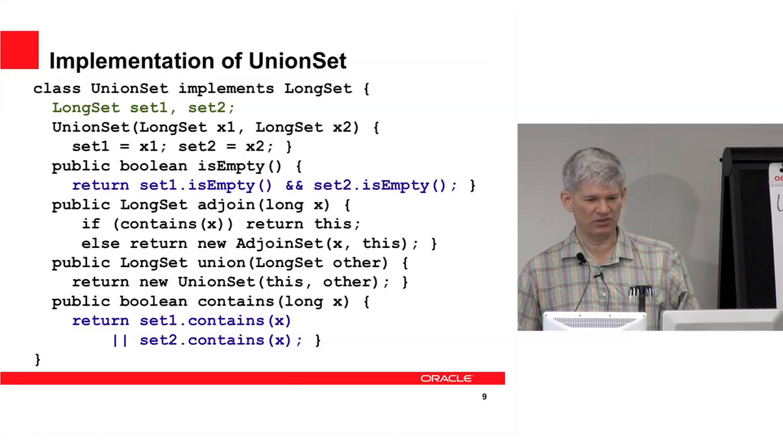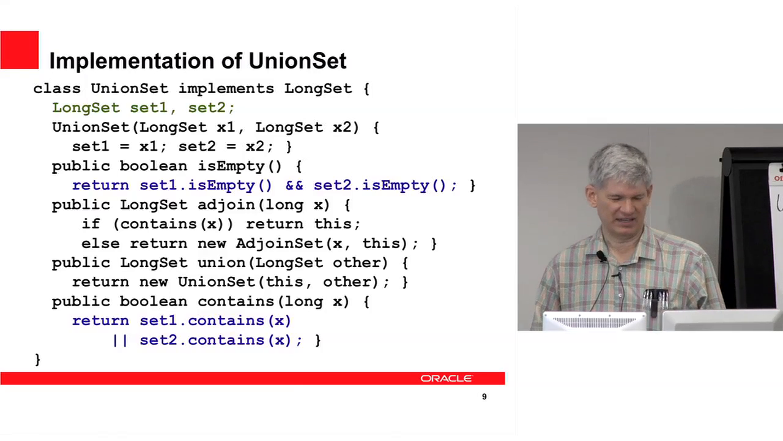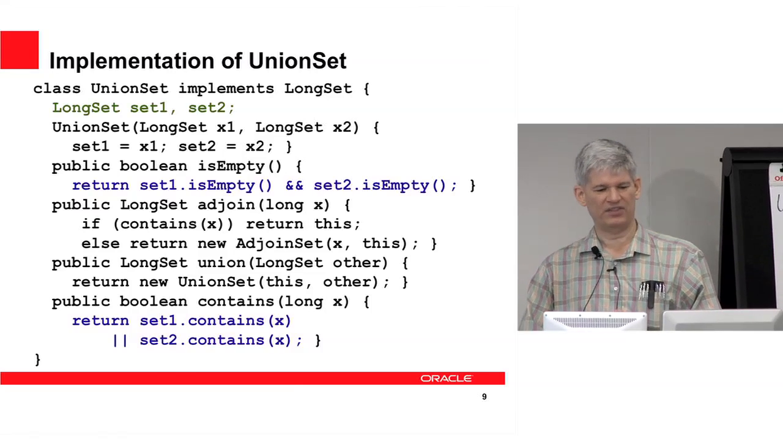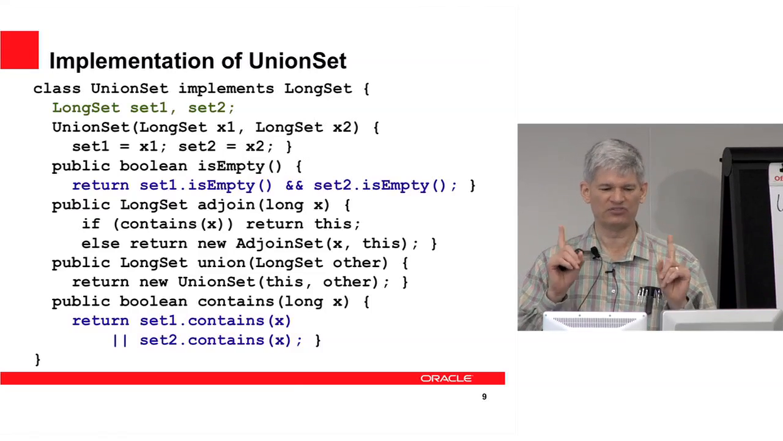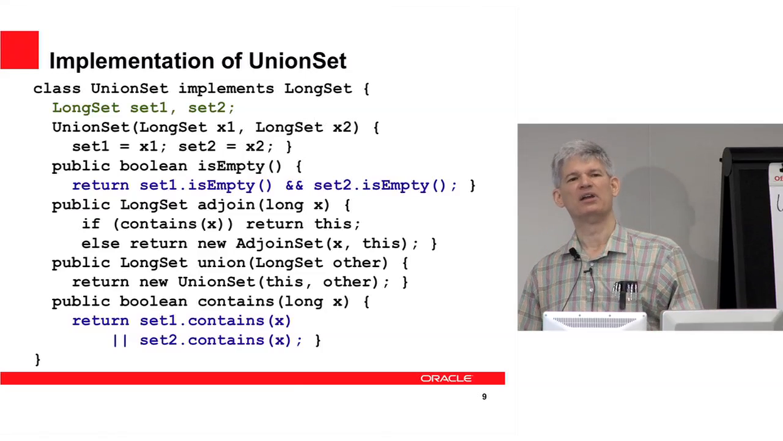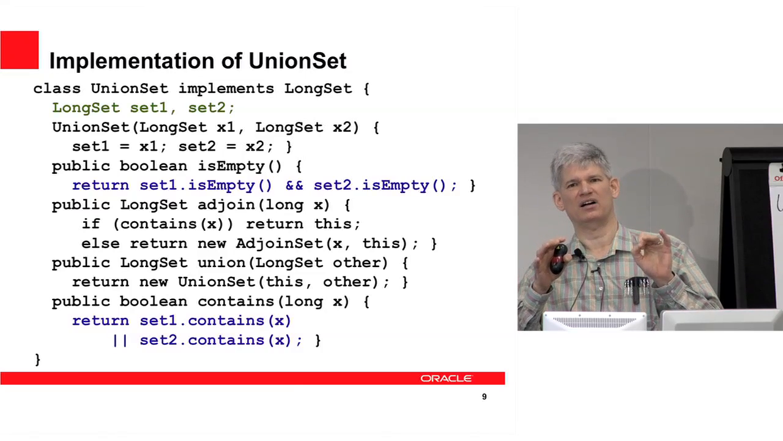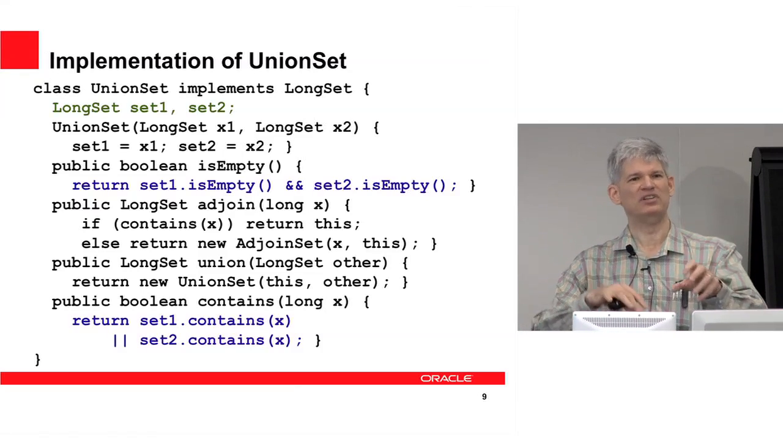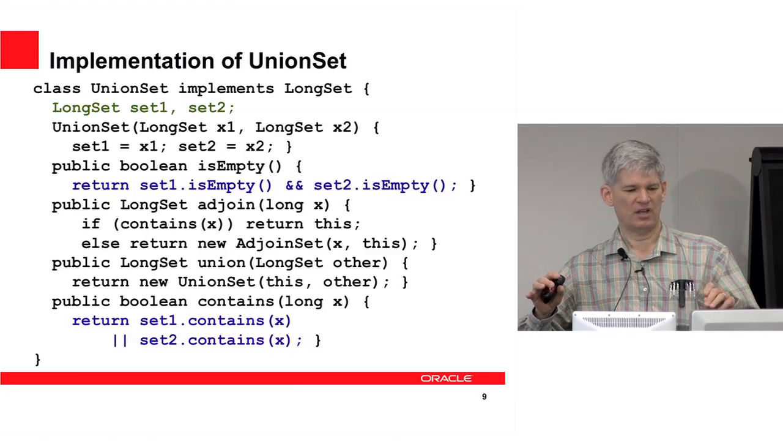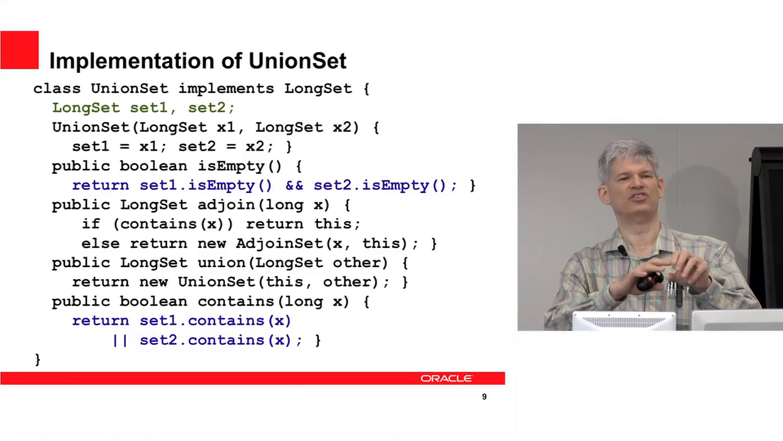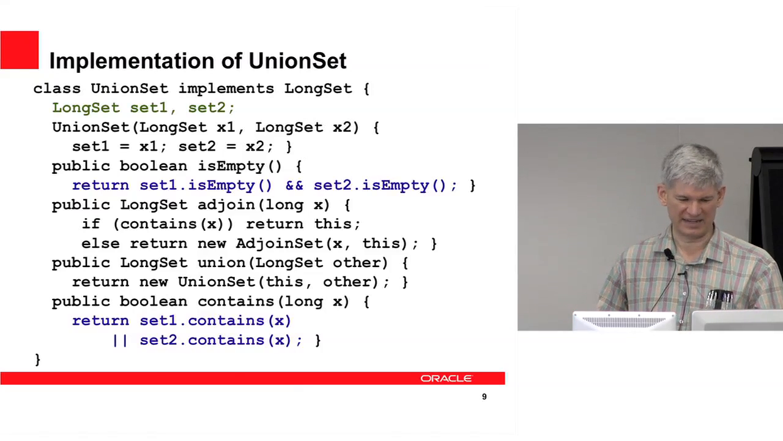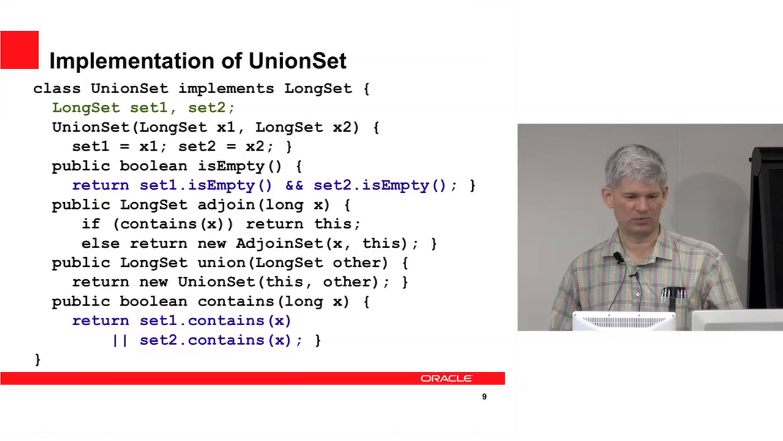Okay, here's the implementation of UnionSet. It also has two fields, set1 and set2, and the constructor is trivial. And this set is empty if both set1 is empty and set2 is empty. Now, because of the way we set up the union method for the empty set, if we take the union of the empty set and something else, we will just get something else. We're not here optimizing the case of union set and unioning with the empty set. That's something we could have put into the definition of the union method, but I didn't bother. That's an optimization we could choose to put in.